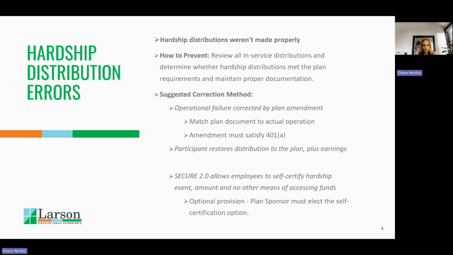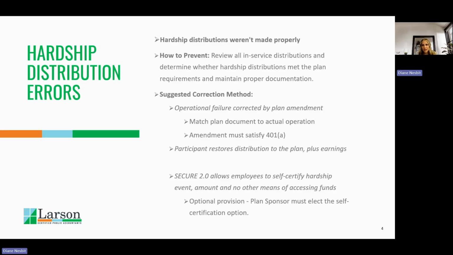Next are hardship distribution errors. So we're looking at hardship distributions that weren't made properly. Either was a hardship distribution approved when the plan doesn't allow for hardship distributions, or potentially was the hardship distribution approved when there wasn't a true hardship, that the reason didn't truly meet one of the safe harbors that a hardship distribution can be approved for.